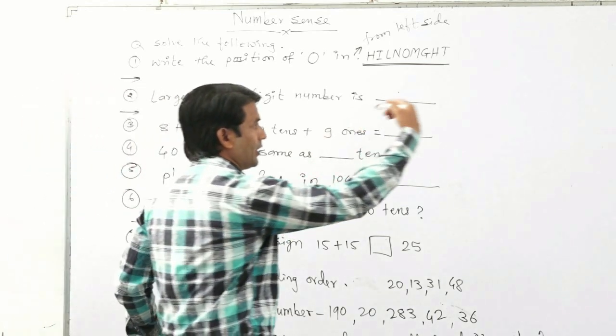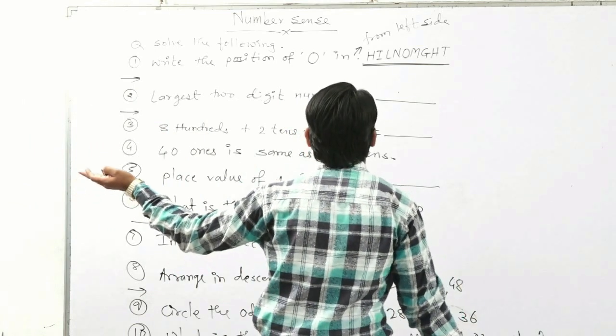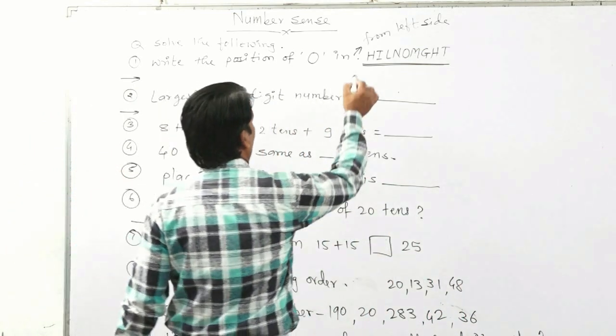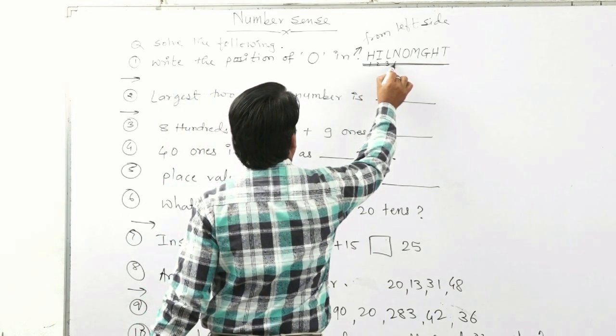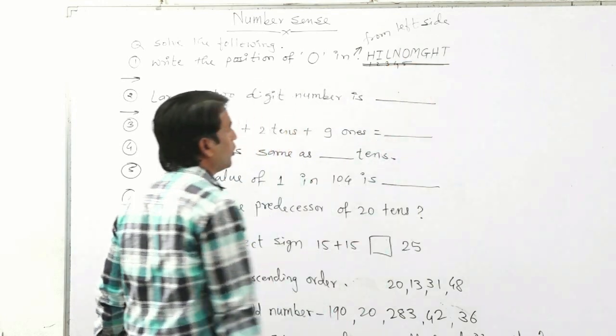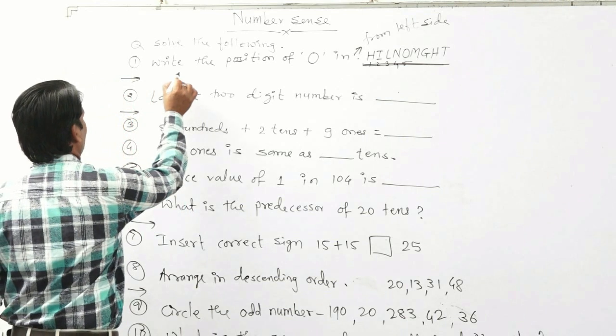This is the right side, this is the left side. So we will count it from the left side. First, second, third, fourth, fifth. What is the position of O from the left side? So the answer is what?